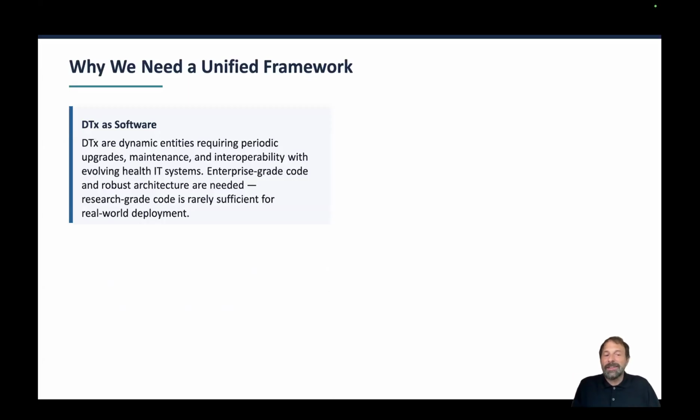Right. But so with this, why do we need a framework? It is basically critical. A DTx is software, right? It's dynamic. It needs upgrades and maintenance, and there are interoperability issues, right? And so the enterprise grade code needs to be robust to handle all that. But oftentimes the research grade code that's used is rarely sufficient for that. Usually research grade code is just enough to help you test an idea. And that's fine. There's actually a lot of value to that. But if you really want it sustained, you need to keep the architecture set in a way such that you can have all the updates and you can make sure that all your application programming interfaces, or APIs, are working well and updated. And that takes a lot of work, right?